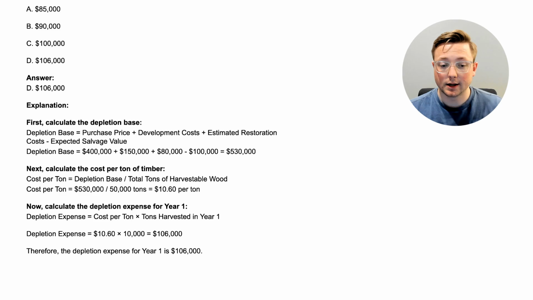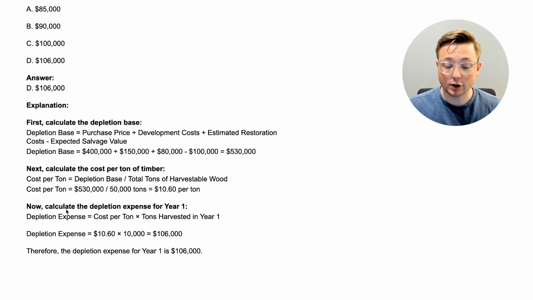Now we can figure out the cost per ton so that each ton that's taken out is going to be a part of the depletion. The depletion base divided by the total tons of harvestable wood, so that's $530,000 divided by 50,000 tons that they think they can harvest, and that's $10.60 per ton that is going to be depleted from this depletion base. So now let's go down to year 1.